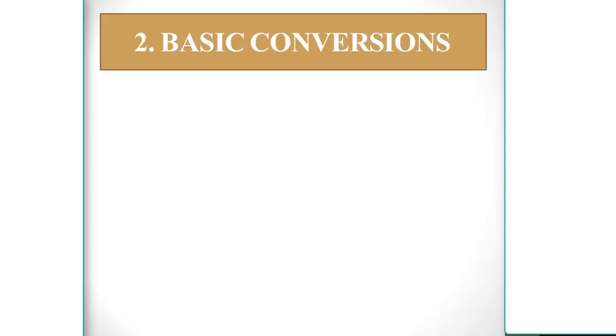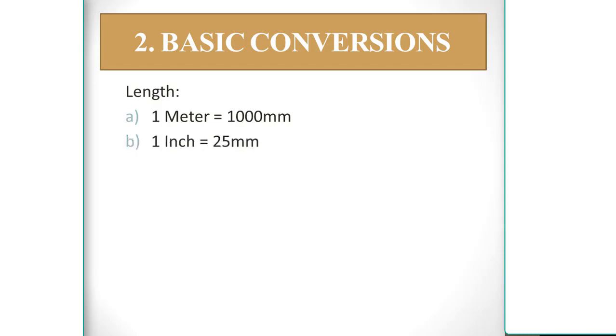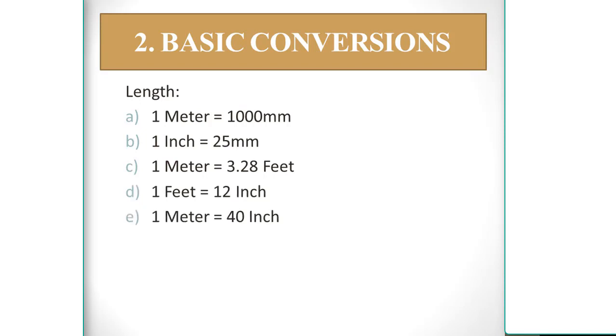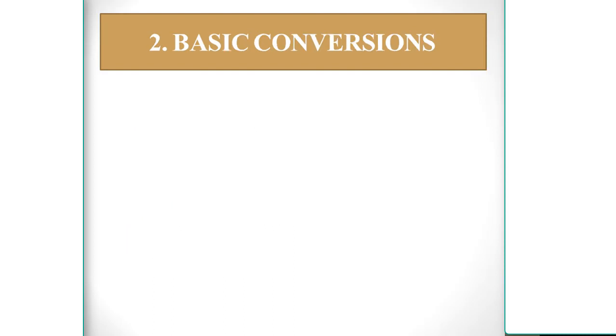Basic conversions. Let's come to the length. 1 meter is equal to 1000 mm. 1 inch is equal to 25 mm. 1 meter is equal to 3.28 feet. 1 feet is equal to 12 inch. 1 meter is equal to 40 inch. 1 feet is equal to 300 millimeters. 1 feet is equal to 0.3 meter.